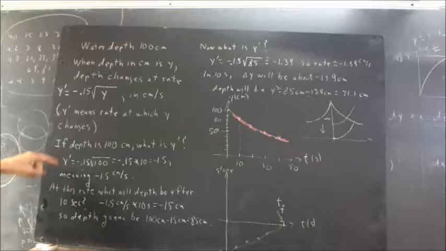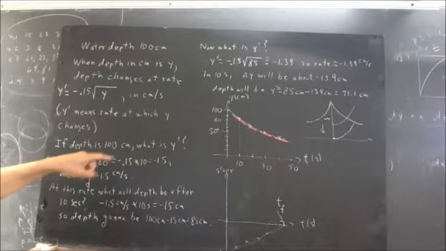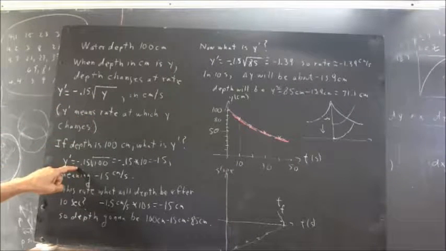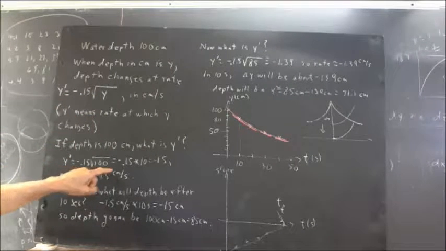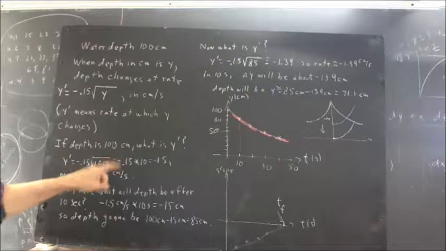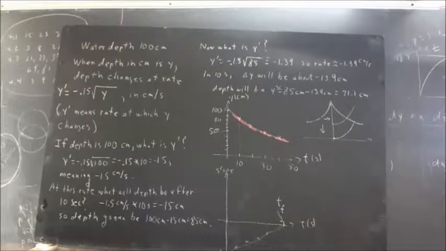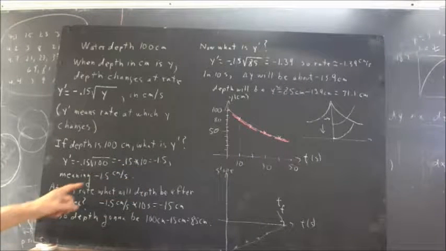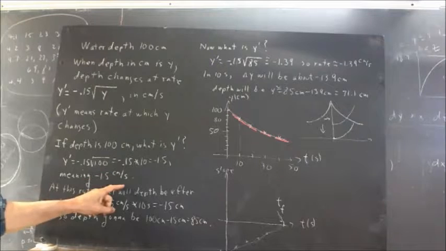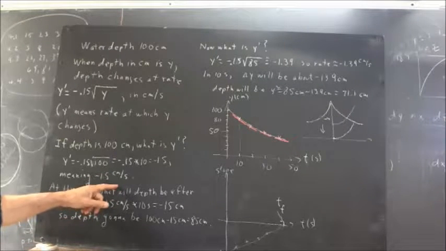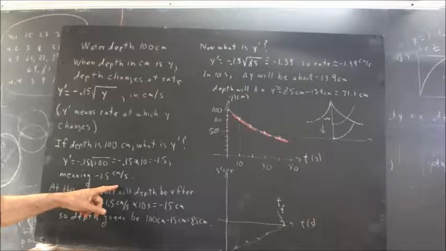In any case, y prime is then what? If the depth is 100 centimeters, we put 100 in here. So we get negative 0.15 times 100 equals what? Negative 0.15 times 10, because the square root of 100 is 10, which is negative 1.5, and that means negative 1.5 centimeters per second. Now, next question. At this rate, how much will the depth change in 10 seconds? And what will be the new depth?